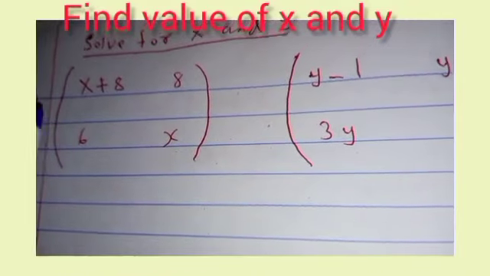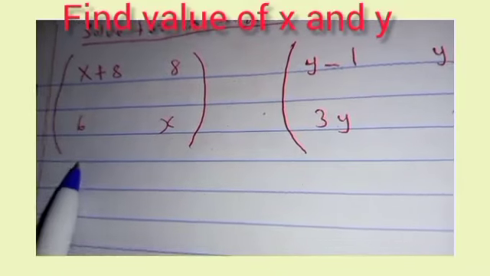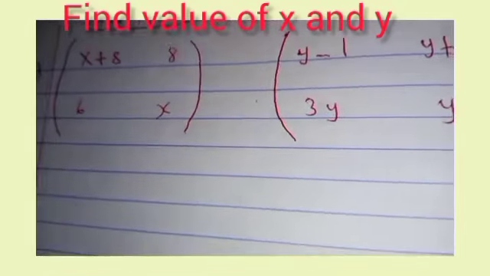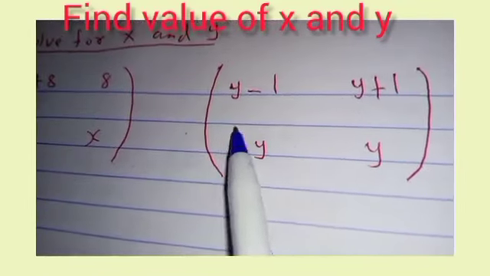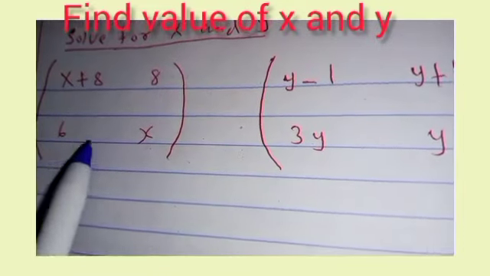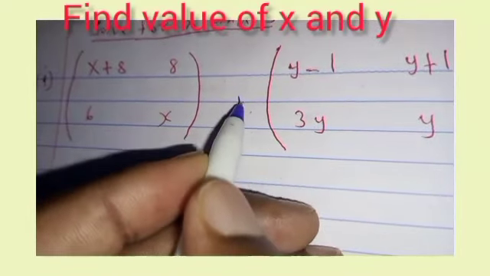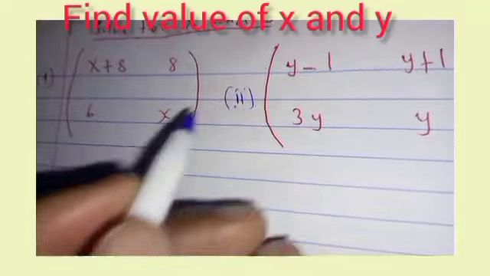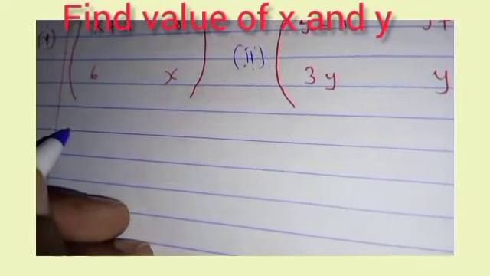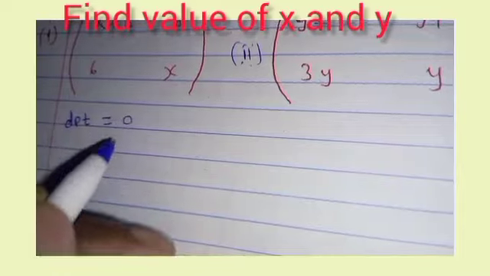Welcome to linear algebra, whereby this is a matrix of 2 by 2, and you are required to solve the value of x here. On the second matrix also, it is a matrix of 2 by 2, and you are required to solve the value of y. Now, the condition is that both matrices, number 1 and number 2, are singular matrices. When a matrix is singular, its determinant is equal to 0.